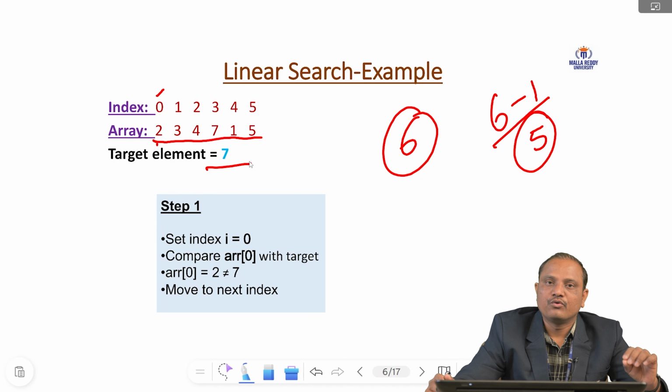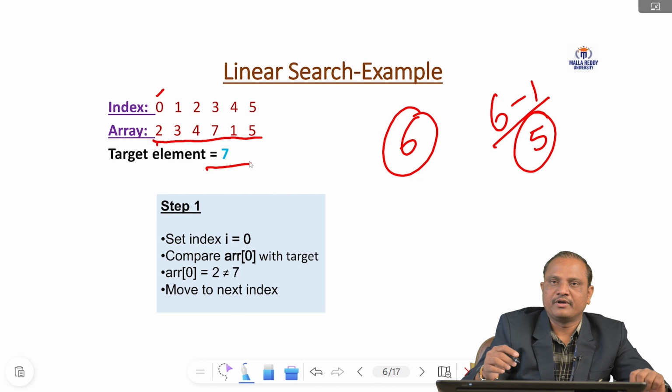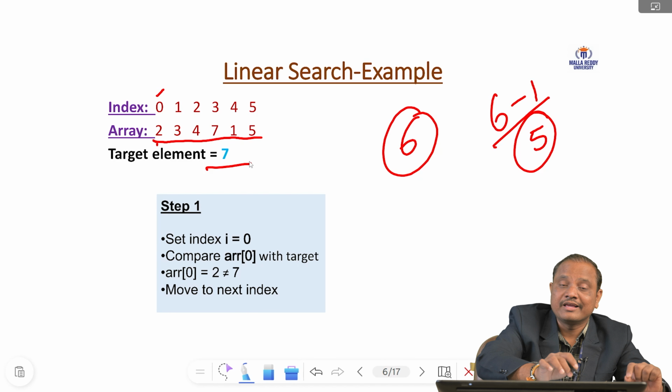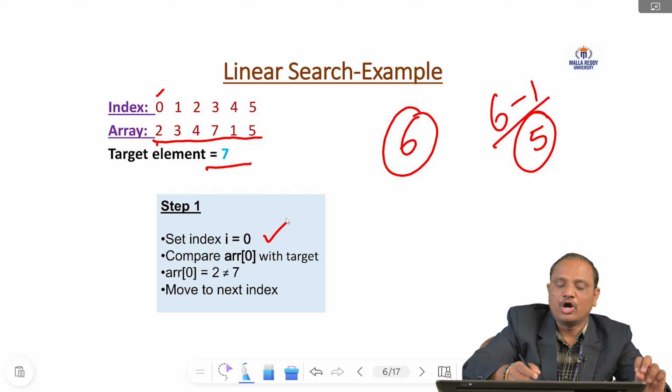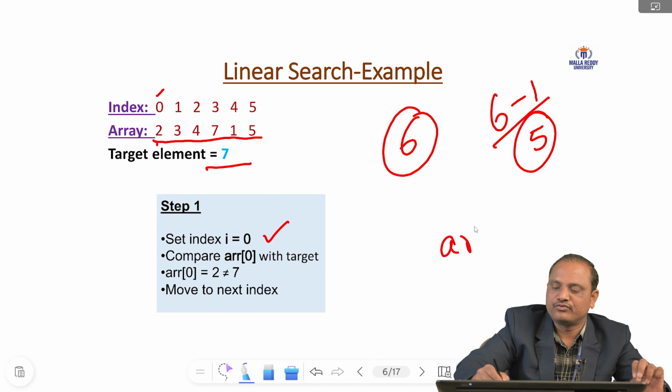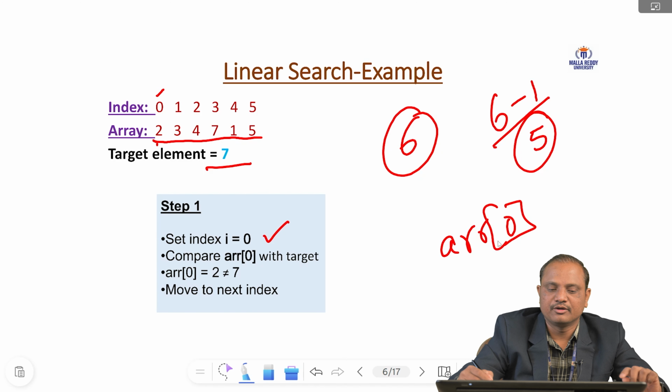If it is there, we have to return the index of that particular target element. Now in the first step, the index i will be set to 0. That is because array index will start with 0. That's why initially I am taking i value as 0. And now I am comparing array of 0 with target. Array of 0, that is nothing but how much?